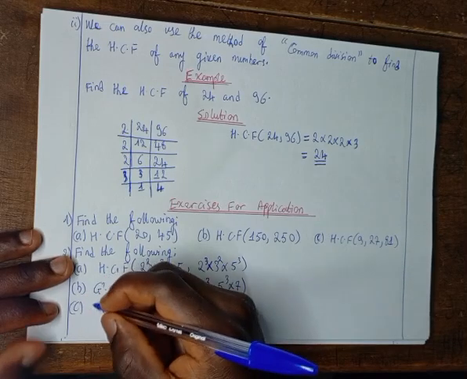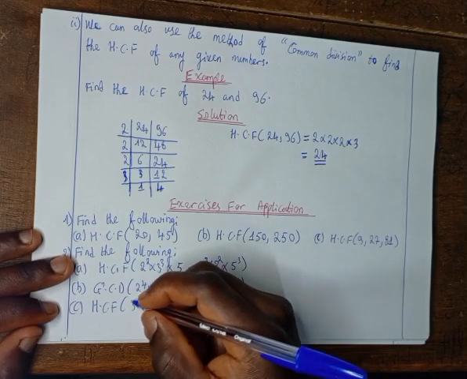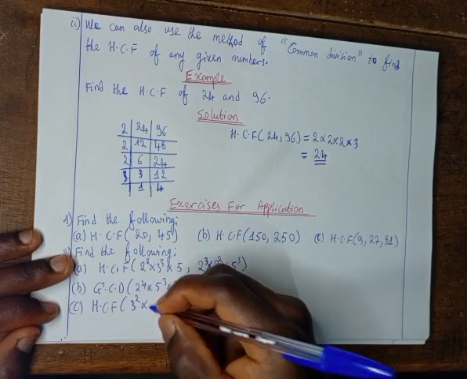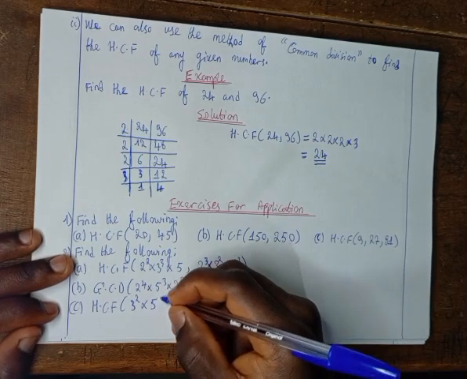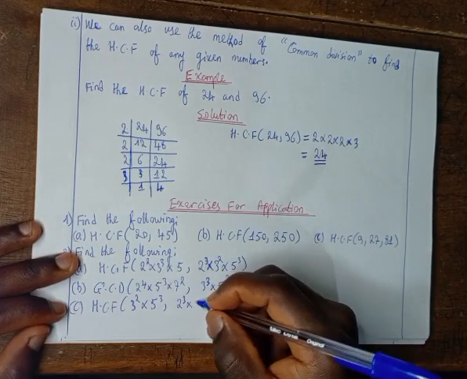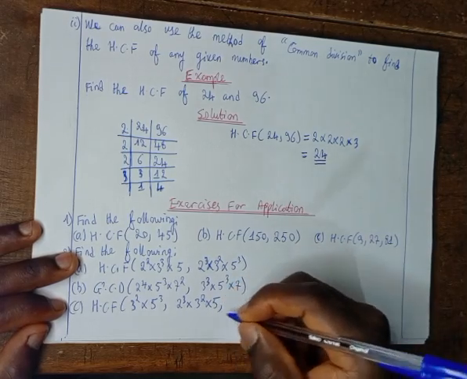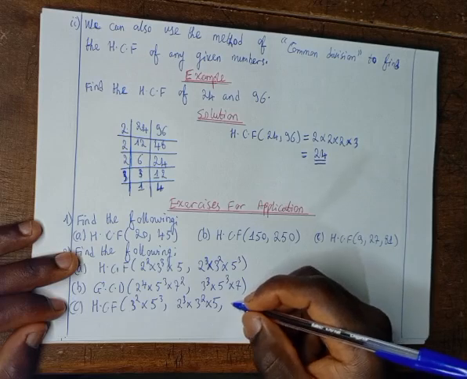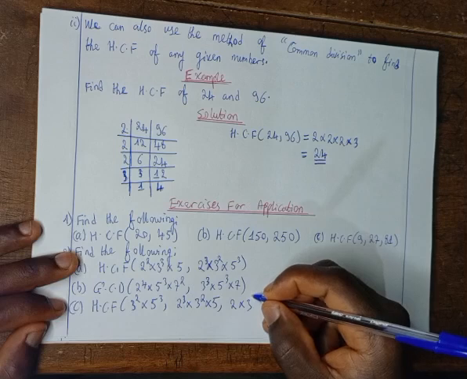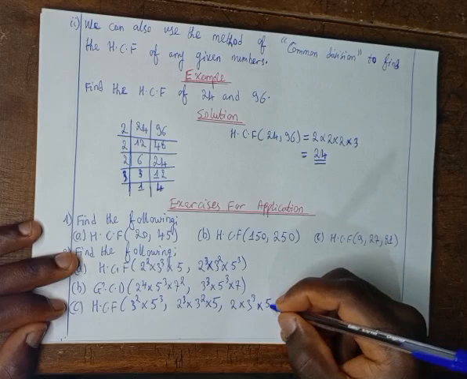For question C, you have to find the H.C.F of 3 raised to the power 2 times 5 raised to the power 3 and 2 raised to the power 3 times 3 raised to the power 2 times 5. And lastly, we have 2 raised to the power 1 times 3 raised to the power 3 times 5 raised to the power 2.